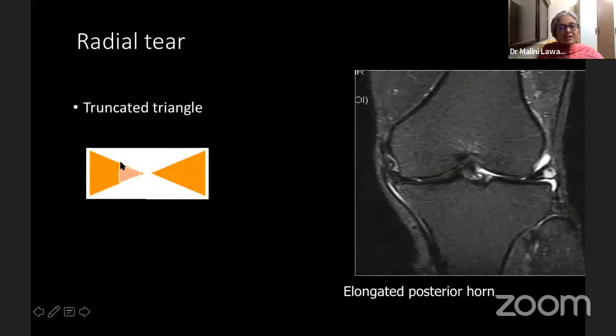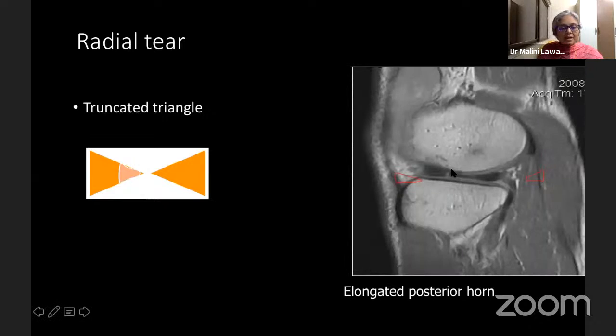It may be seen as a truncated triangle. The inner portion is not visualized. For example, here, this is a normal triangle, and here you can see this is truncated. So it can be a subtle finding. Again, a very small finding, which is the cleft here, which looks as if this posterior portion is elongated, but this is a radial tear out here.